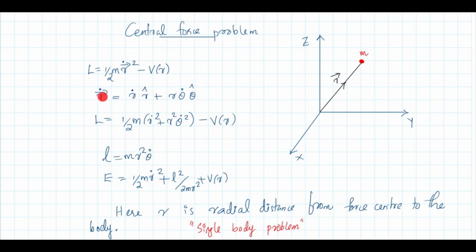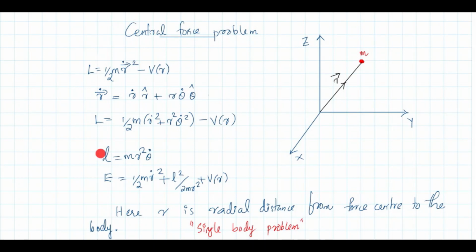And this vector r is nothing but the position vector of this particle, and its derivative is given by r dot r cap plus r theta dot theta cap in terms of polar coordinates. So the Lagrangian will be half m (r dot square plus r square theta dot square) minus V of r. This potential is spherically symmetric. That is the peculiarity of the central force problem, and the motion is always confined to a plane. All those details we discussed in the last lecture.